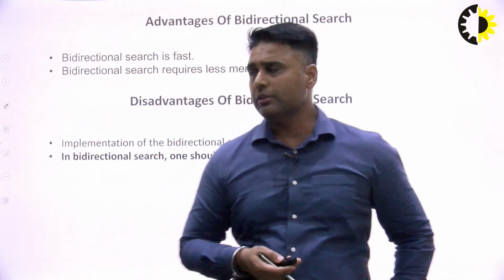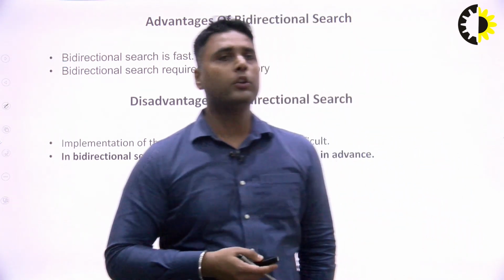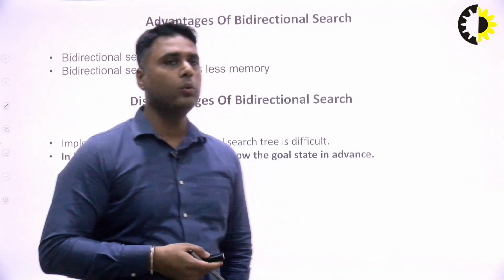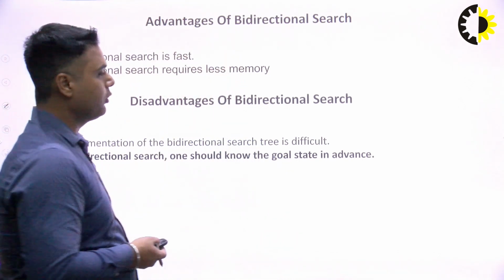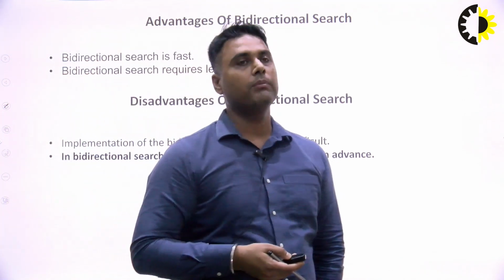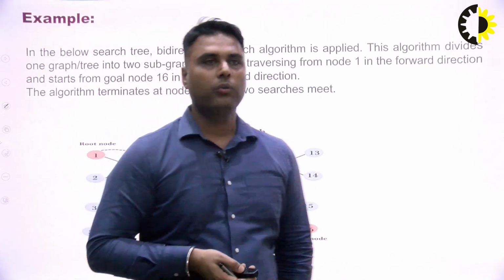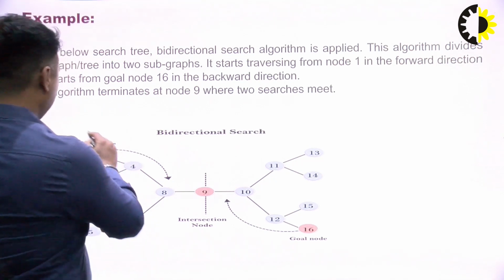Implementation of the bidirectional search tree is difficult because it manages two trees, two paths and two subtrees. In bidirectional search, one should know the goal state in advance. First, one should know the goal state. I take one example here, an example of bidirectional search.